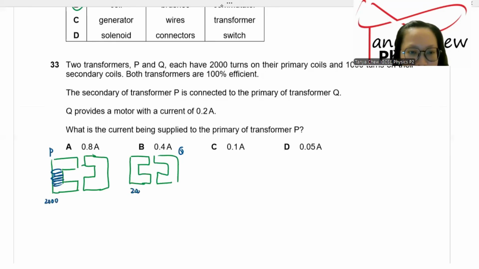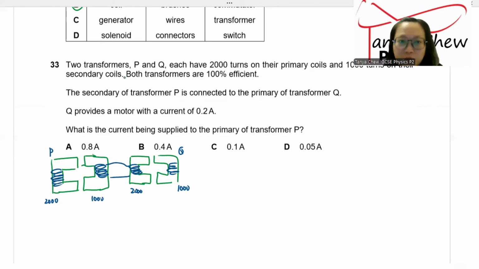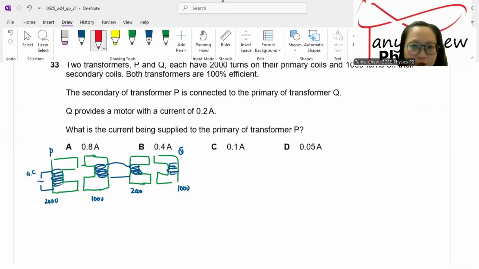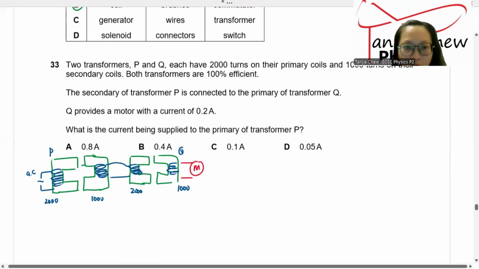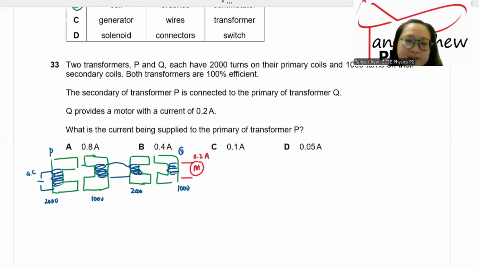2,000 on their primary coil, and 1,000 on the secondary coil. 1,000, and this is also 1,000 on the secondary coil. The secondary of transformer P is connected to the primary of transformer Q. You see that? So P is the one that is connected to the AC supply. Okay, I write down all the necessary information here. Q provides a motor. This is a motor of 0.2 ampere. What is the current being supplied to the primary of transformer P?